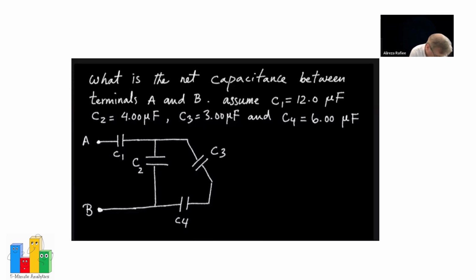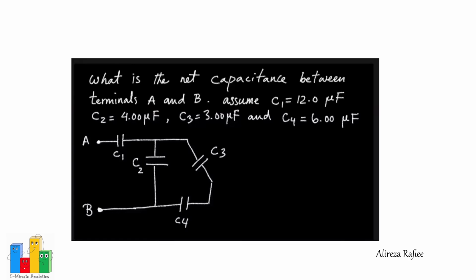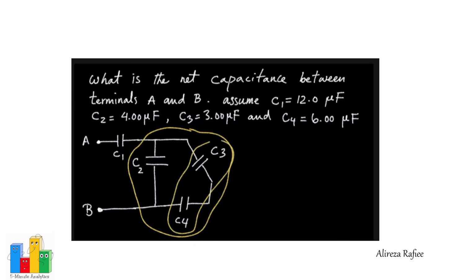Okay, what is the net capacitance between the terminal points A and B when you have a series of capacitors connected according to this shape? Now, the key here is you have to find the innermost circle first, and you can say that this part is the innermost circle. I can say that C3 and C4 are connected together in series.